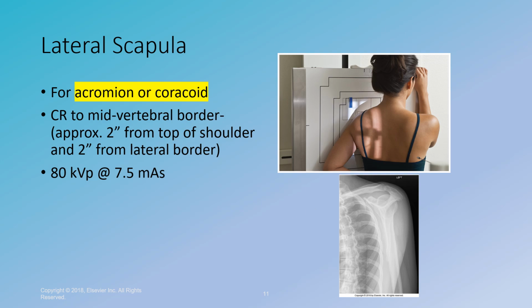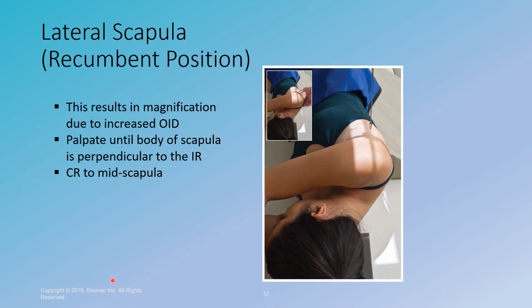Okay. The next image, we have a lateral recumbent scapula. So this is on page 208, and this is figure 5.106. Now, because there is such an increase in OID, this results in significant magnification.